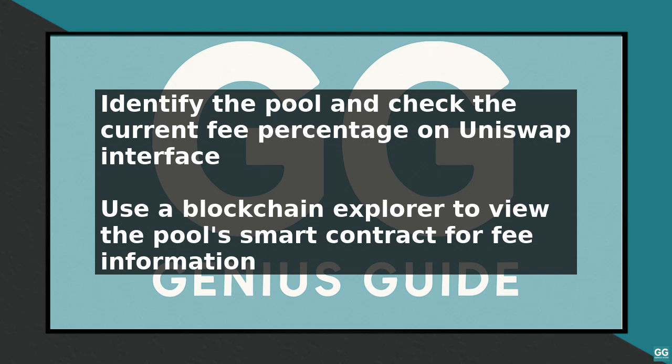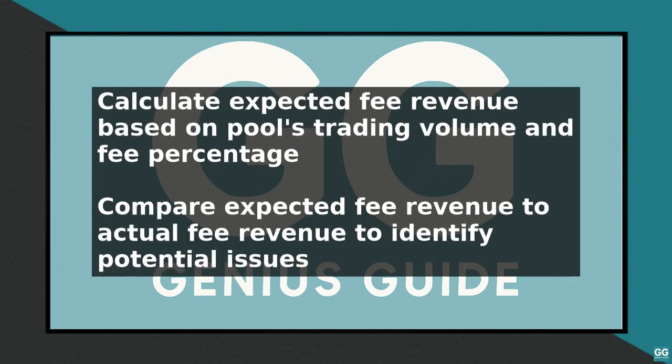Now, compare the expected fee revenue to the actual fee revenue you are earning. If there is a discrepancy, it may indicate an issue with the pool or your liquidity provision. Check the pool's liquidity and trading volume to ensure it is active and has sufficient liquidity. Also, verify that your liquidity provision is correctly configured and that you are not experiencing any issues with your wallet or connection to the Ethereum network.